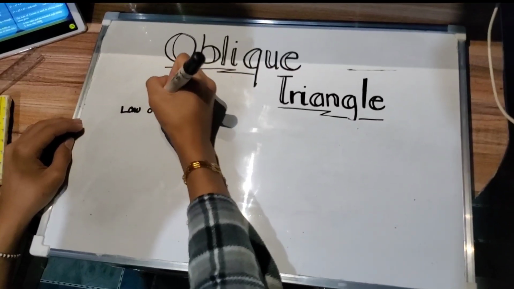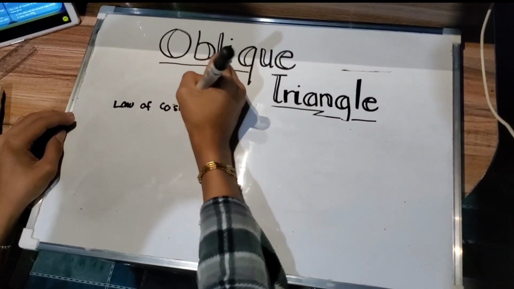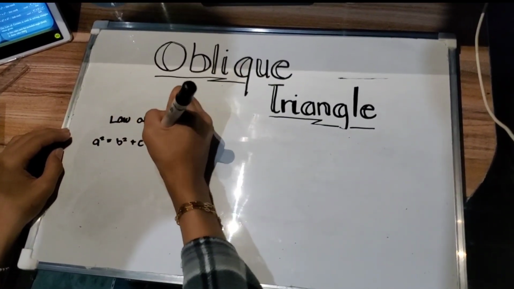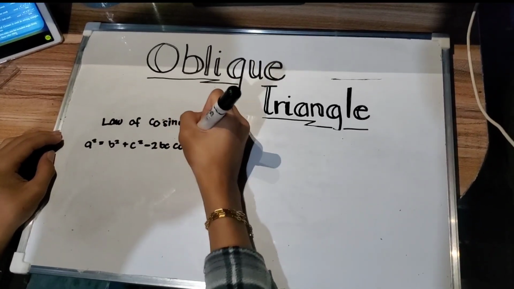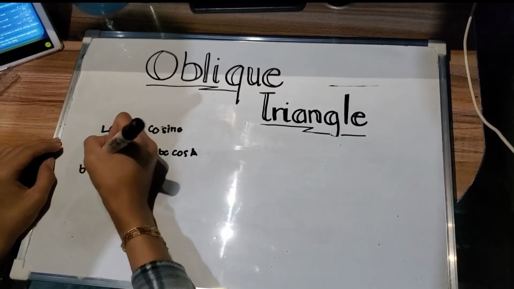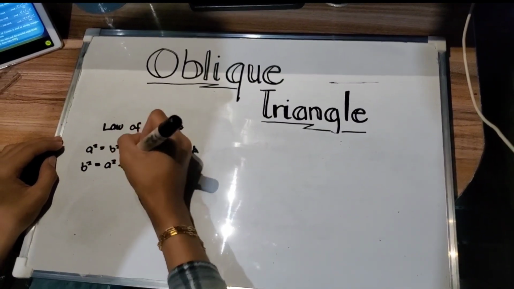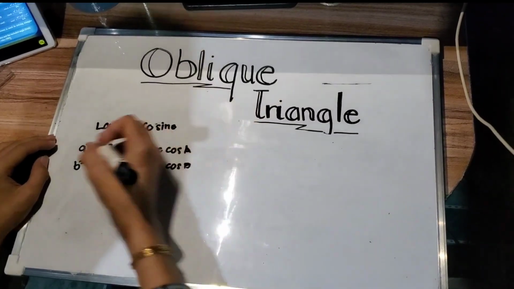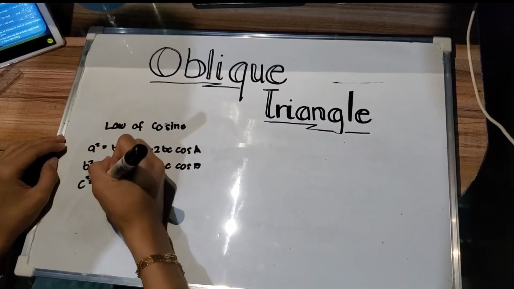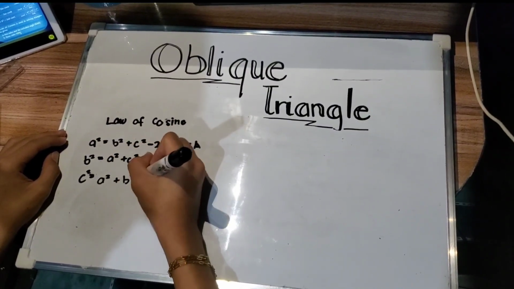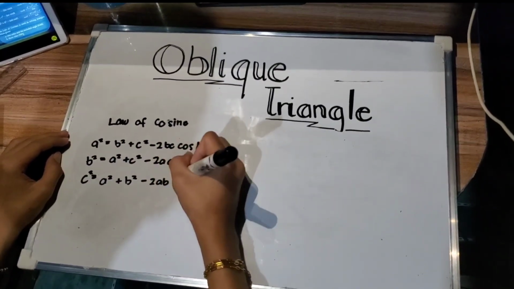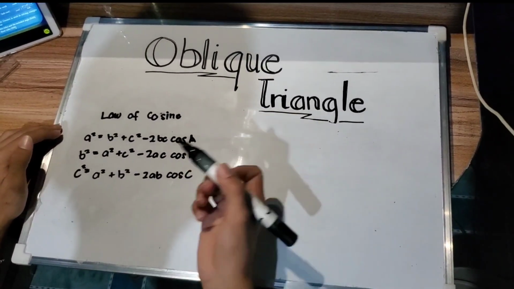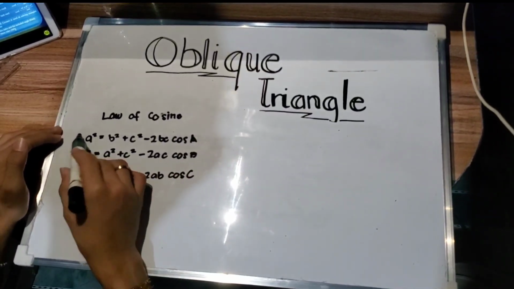Next is the law of cosines, which involves a squared is equal to b squared plus c squared minus 2bc cos A, for b squared it is a squared plus c squared minus 2ac cos B, and for c squared it is a squared plus b squared minus 2ab cos C. And this is how we solve using the law of cosines when finding the sides of a certain triangle.